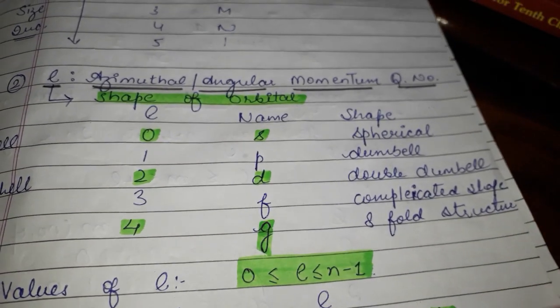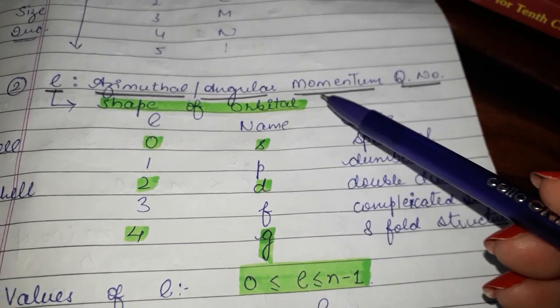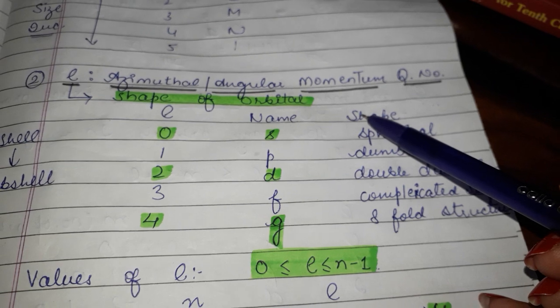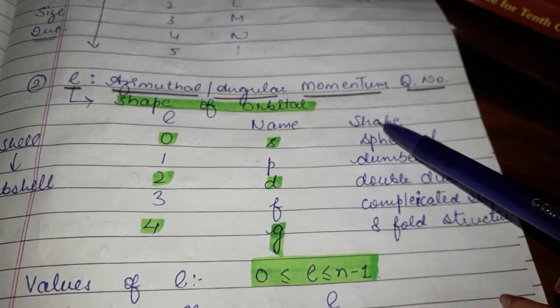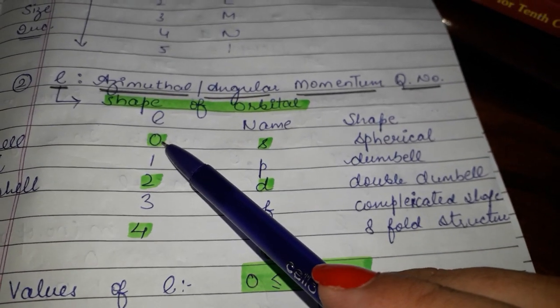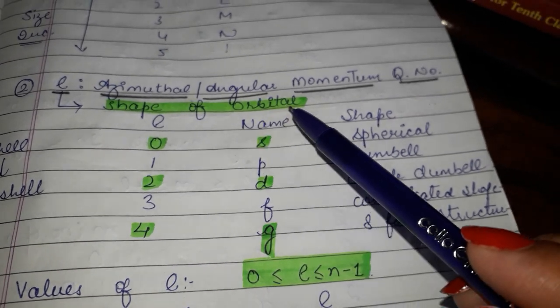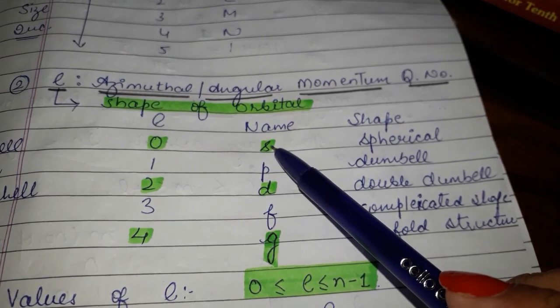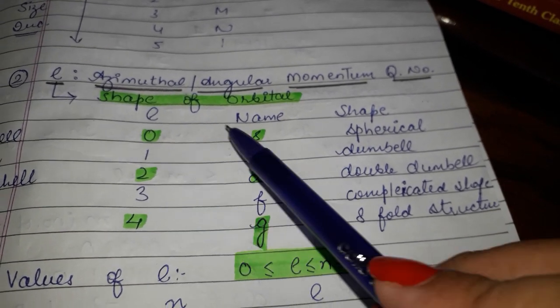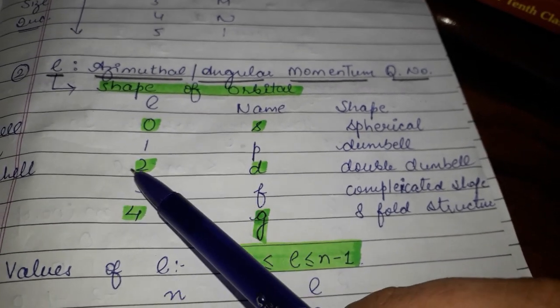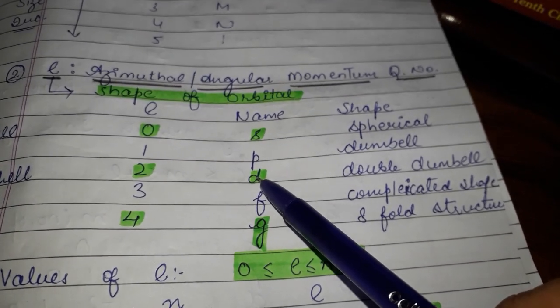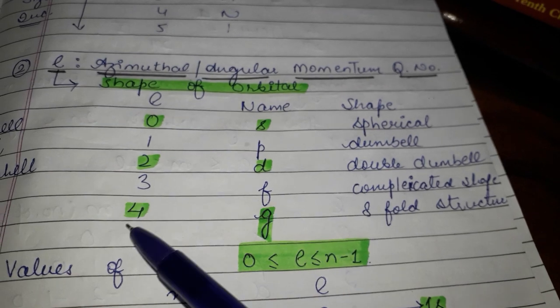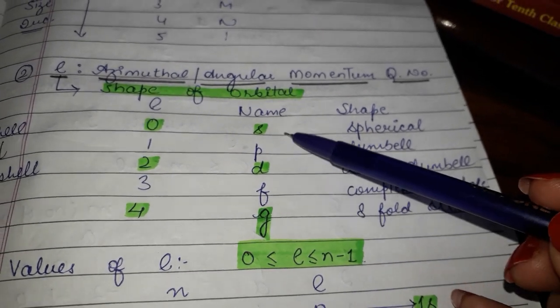Now, we have two things, the name of the orbital and the shape of the orbital. Corresponding to the value 0 of L, the name of the orbital will be S. For 1, the name of the orbital will be P. For 2, the name of the orbital will be D. For 3, it will be F. For 4, it will be G and so on.